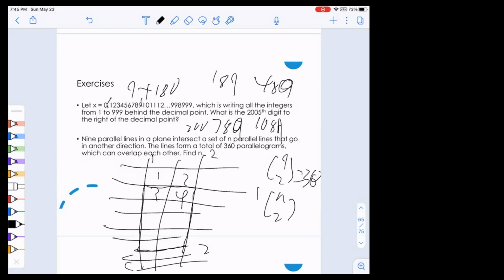Some people can solve this just by looking at it, but other people need algebra for this. So we can write out the formula and set it equal to 10. So n times n minus 1 over 2 equals 10. So now n times n minus 1 equals 20, and you can find from here that n equals 5. So the second answer is 5.